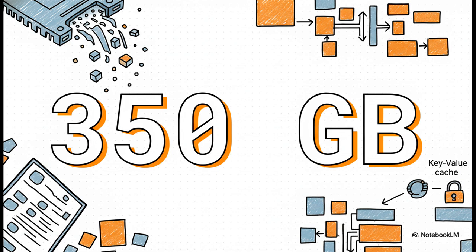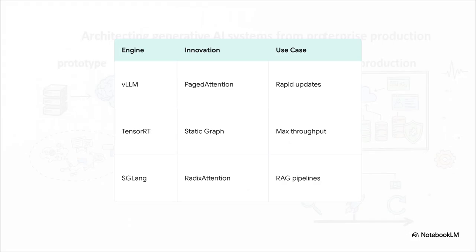When the model is generating text, it relies on a key value cache, the KV cache, to remember past tokens. In a naive setup, allocating memory for this cache causes massive fragmentation. We're talking about wasting up to 80% of your available memory. The whole system just becomes entirely bandwidth bound. So how do we fix this?